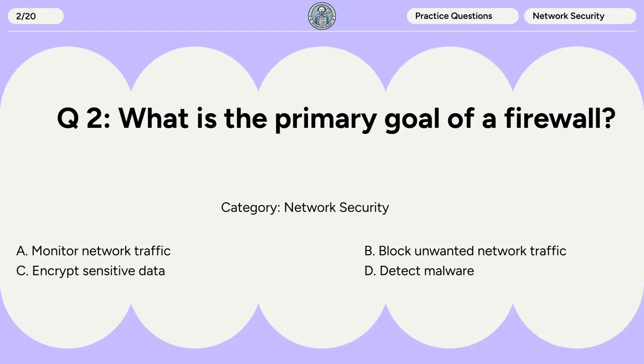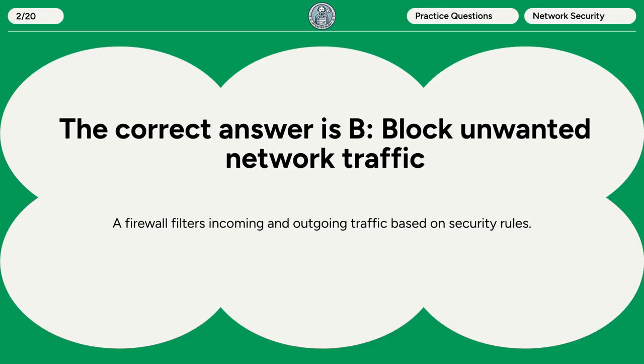Question 2. What is the primary goal of a firewall? A. Monitor network traffic. B. Block unwanted network traffic. C. Encrypt sensitive data. D. Detect malware. The correct answer is B. Block unwanted network traffic. A firewall filters incoming and outgoing traffic based on security rules.